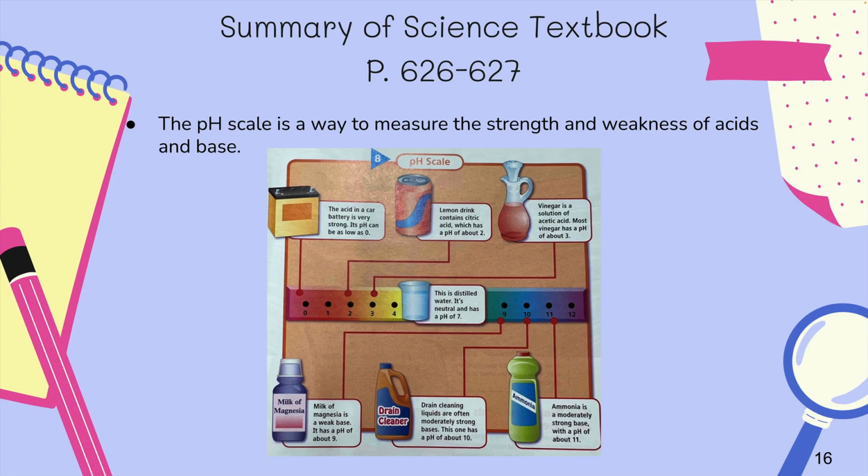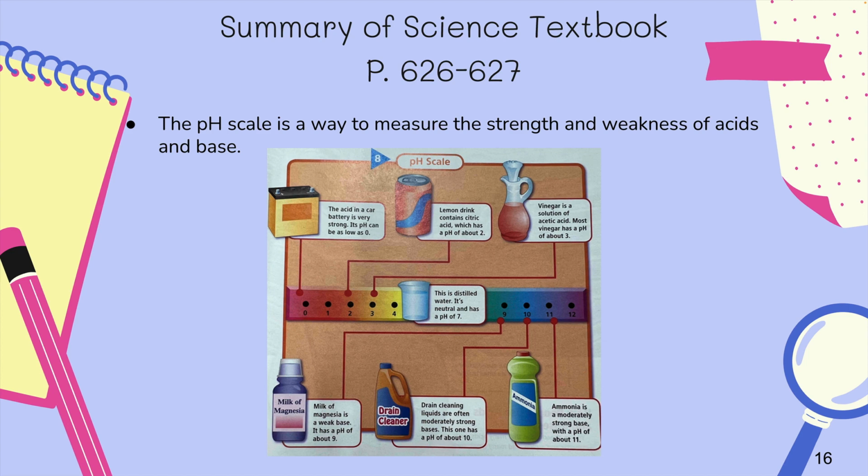The pH scale is a way to measure the strength and weakness of acids and bases. So you can see in the picture some specific examples on the pH scale taken from your book. The acid in a car battery, for instance, is very strong. Its pH can be as low as 0, whereas a lemon drink contains citric acid, which has a pH of about 2, which isn't as strong. A vinegar solution of acetic acid has a pH of about 3.